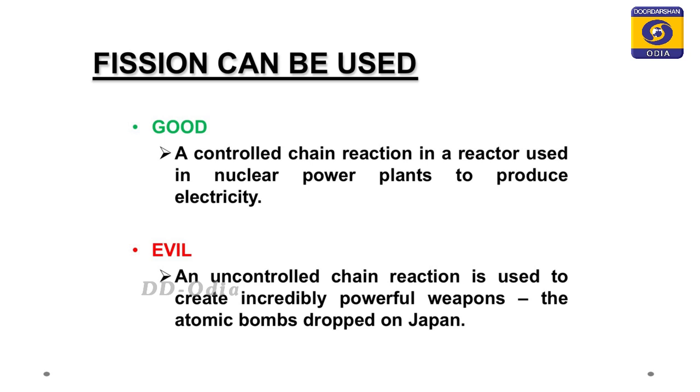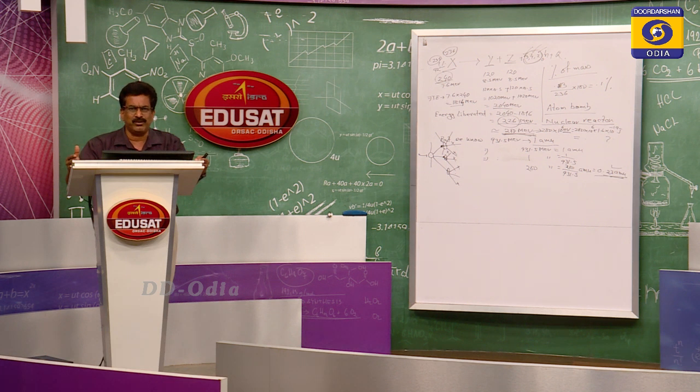So, for good sense, a controlled chain reaction in a reactor is used in nuclear power plants to produce electricity. That is the main proper use. But in a different way, where the fission process is used, that is the atom bomb. And I said in my last class that the atom bomb was first dropped in August 1945, on the 6th and the 9th, on Hiroshima and Nagasaki.